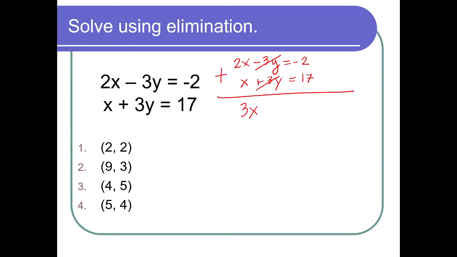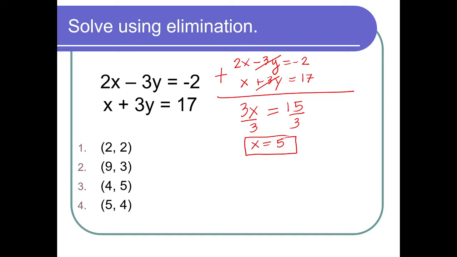Now, what is negative 2 plus 17? Positive 15. Oh, divide both sides by how much? Okay, very good. That's 3. x is equal to 5. Oh, now we have the value of x. Yes. Is this clear now?